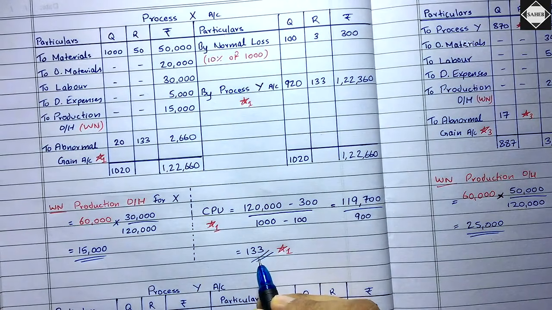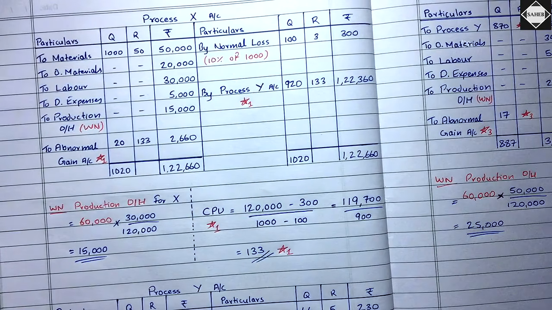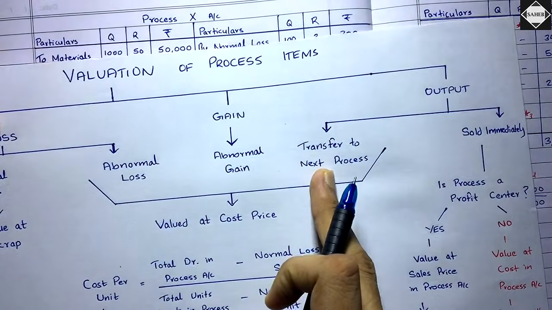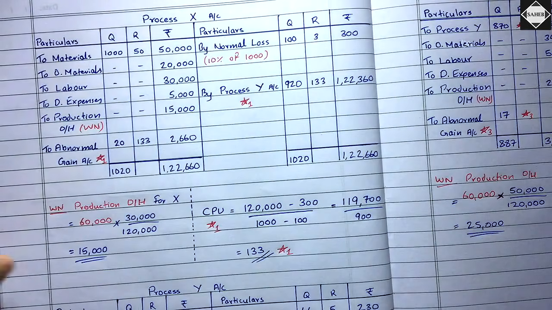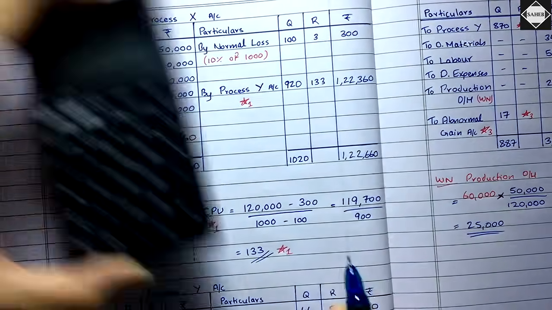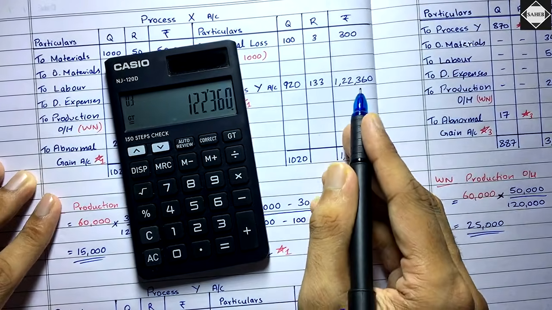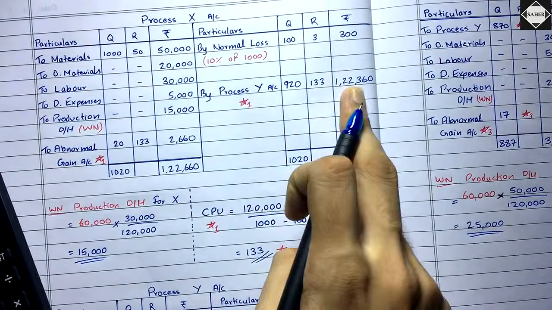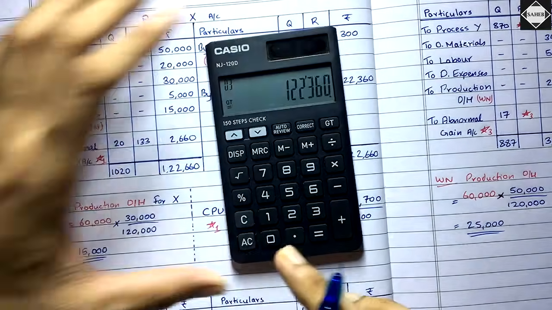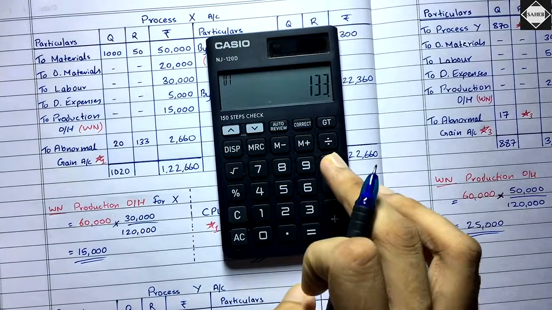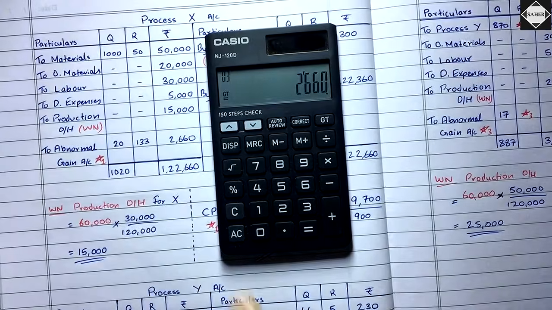So at that we have to value abnormal gain as well as the output going to process Y, isn't it? That's what I told you. See here, abnormal loss, abnormal gain, and the output are valued at cost price, CPU, cost per unit. So 920 into 133, that's equal to 1,22,360. That's the value of the output that has gone to process Y. Then the value of abnormal gain also we have to do: 133, the star 1, into 20, that's equal to 2660. Is that clear?